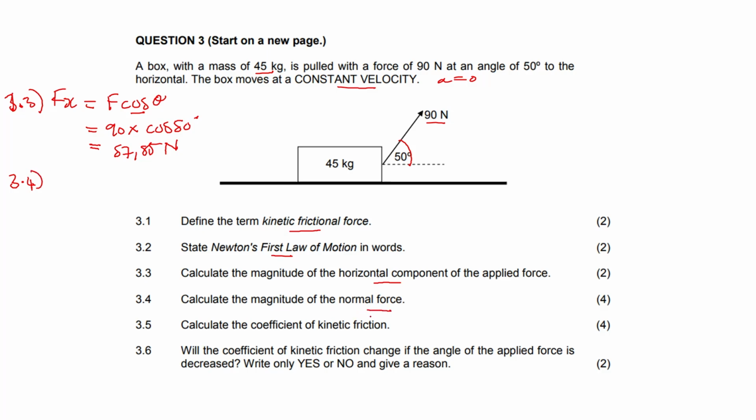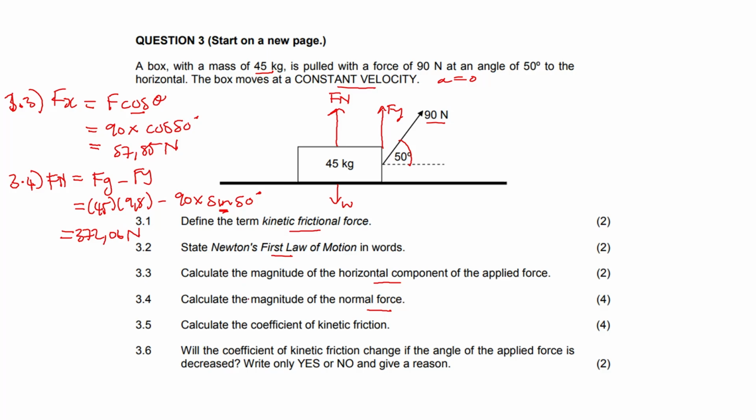3.4. Calculate the magnitude of the normal force. How do we calculate the normal force? Remember, this is our normal force. What we can do is take the weight, Fg, minus the vertical component. So the weight will be 45 times 9.8 minus 90 times sine of 50 degrees, because it's the vertical component. You jot that into your calculator and you get a normal force of 372,06 newtons.